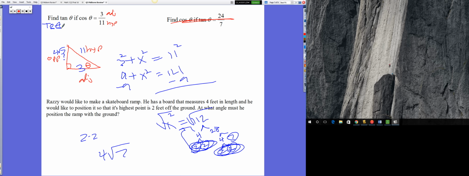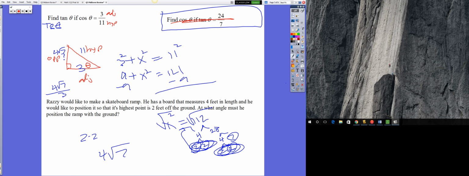Okay, now tangent, put the opposite on top, so 4 square roots of 7 goes on top, and put the adjacent on bottom. 3 is going to go on bottom. So that is the tangent of theta, 4 square roots of 7 over 3. Okay, do this one on your own. Figure it out. Find the cosine of theta.